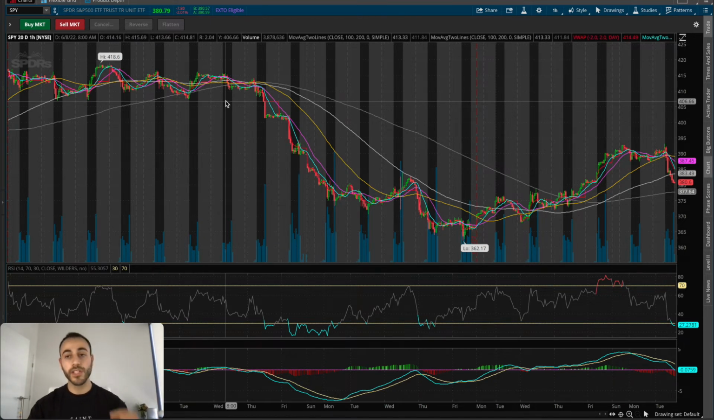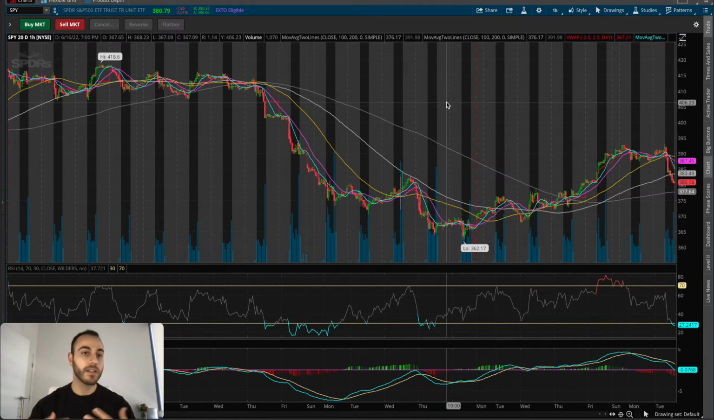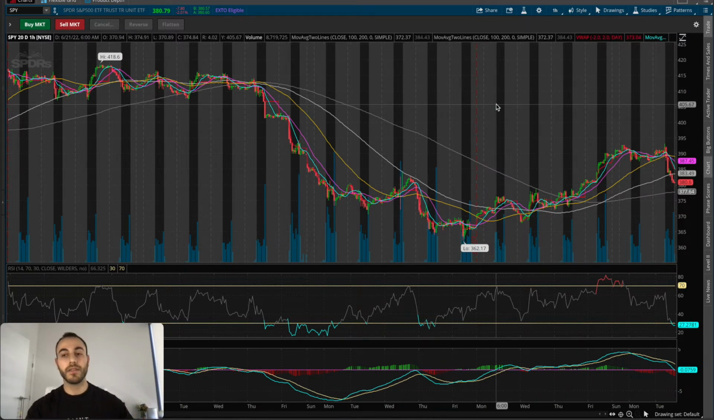So when you're in a bearish market, like the market we're in right now, that's going on with a recession and all these negative headlines, you want to identify the bearish pattern.